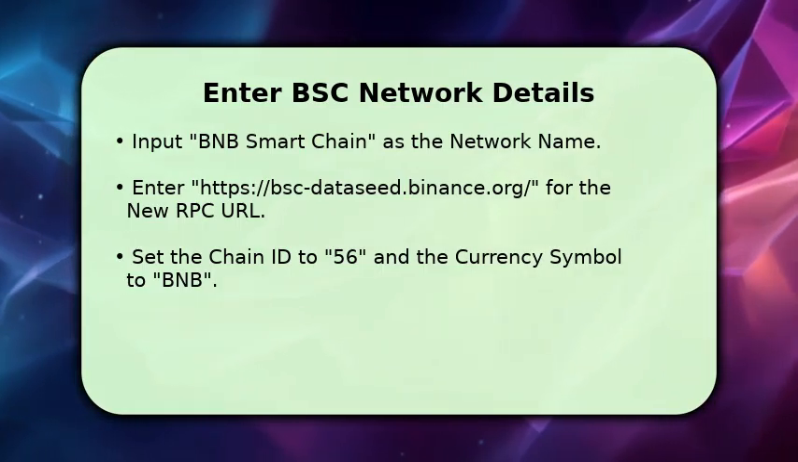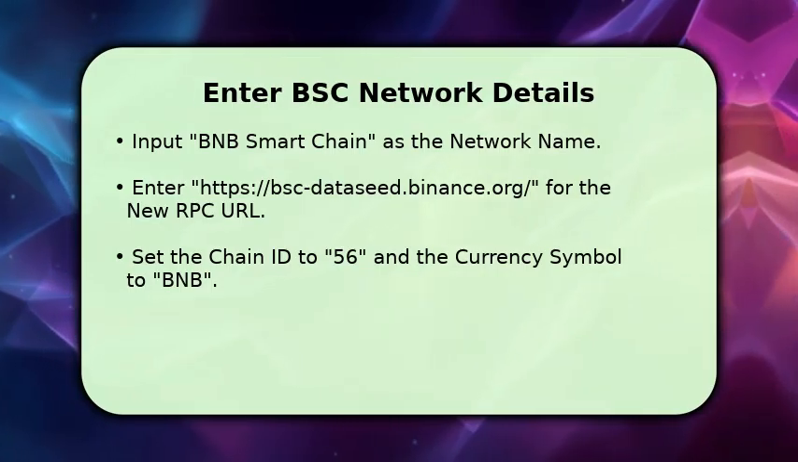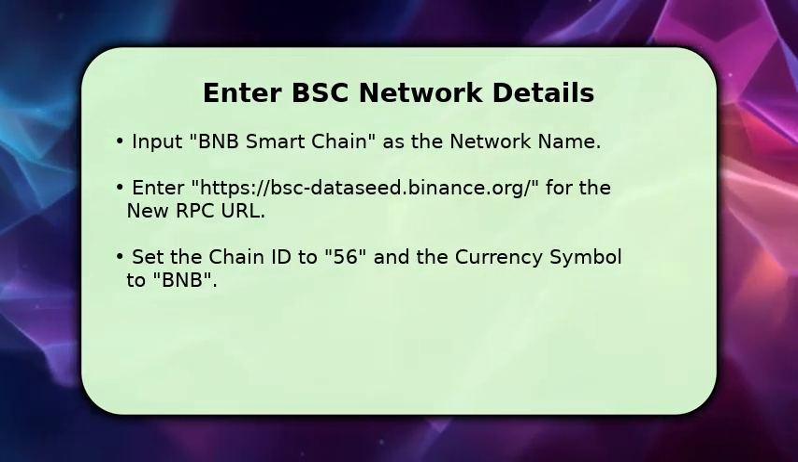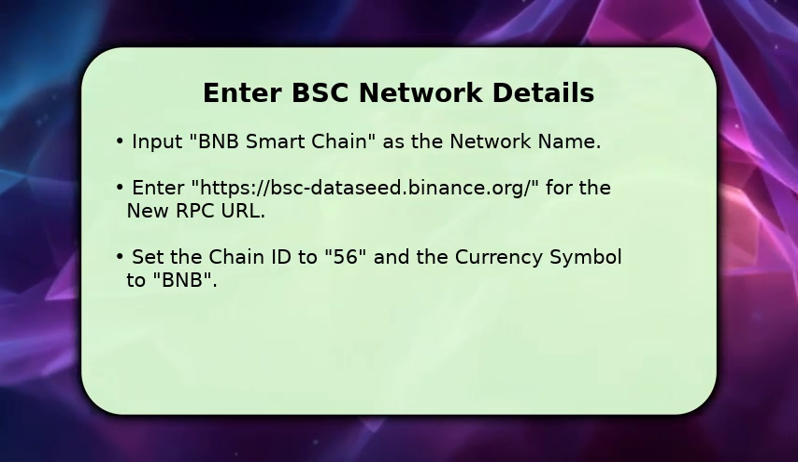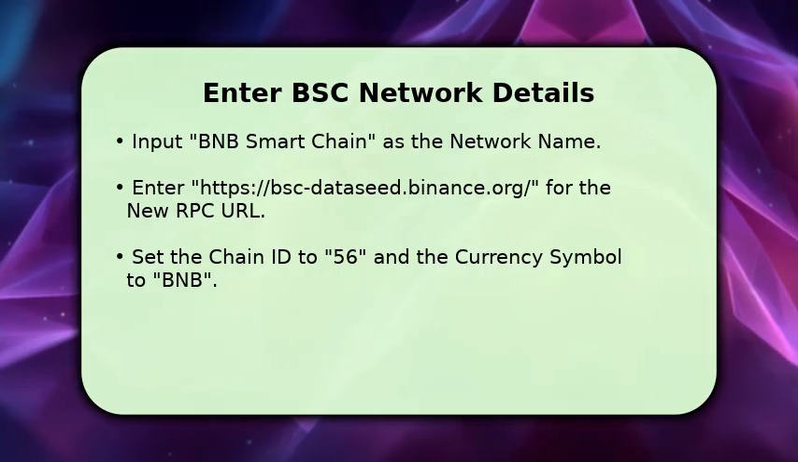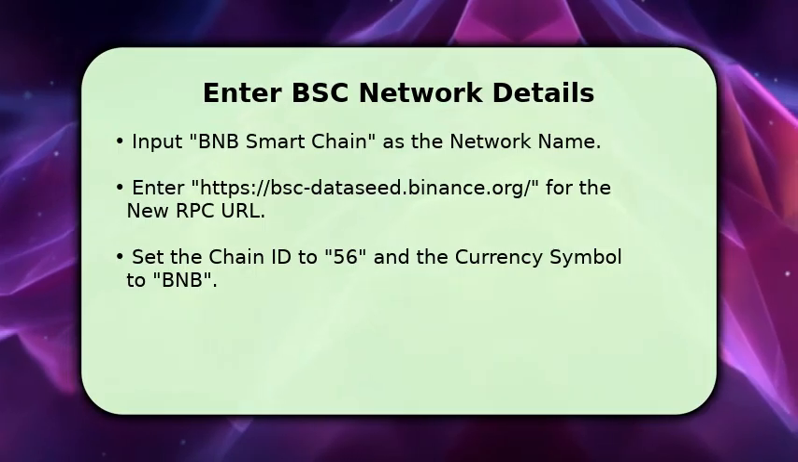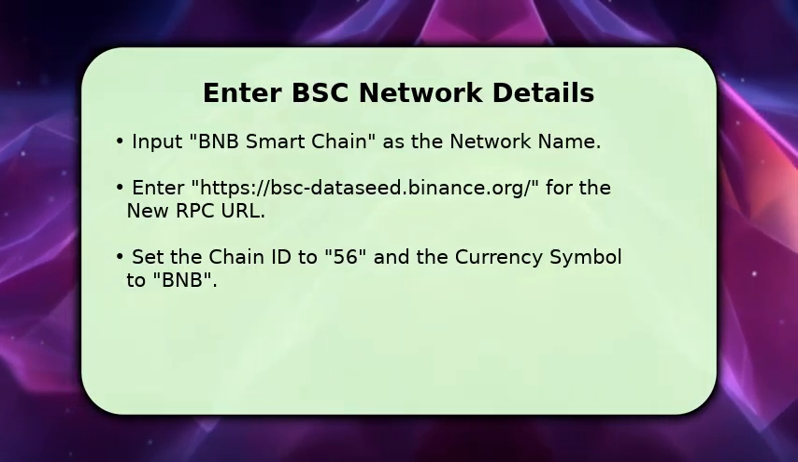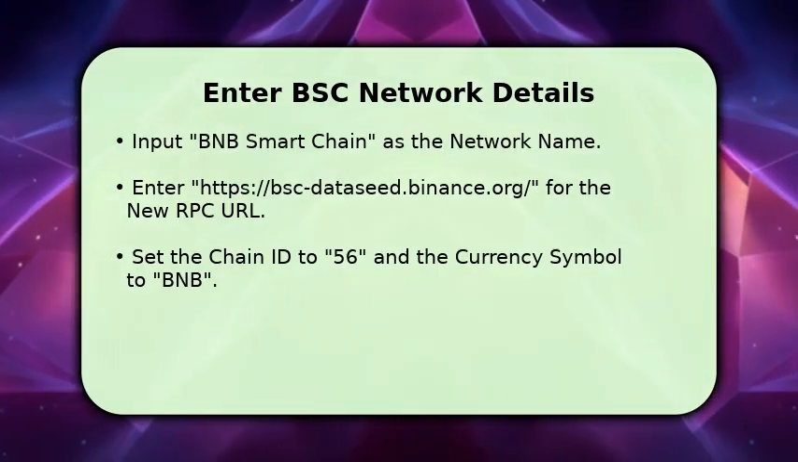For the network name, type BNB Smart Chain. The new RPC URL is https://bsc Binance.org/. The chain ID is 56 and the currency symbol is BNB. Finally, for the block explorer URL, use https://bscscan.com. After entering all these details, click Save to add the network.